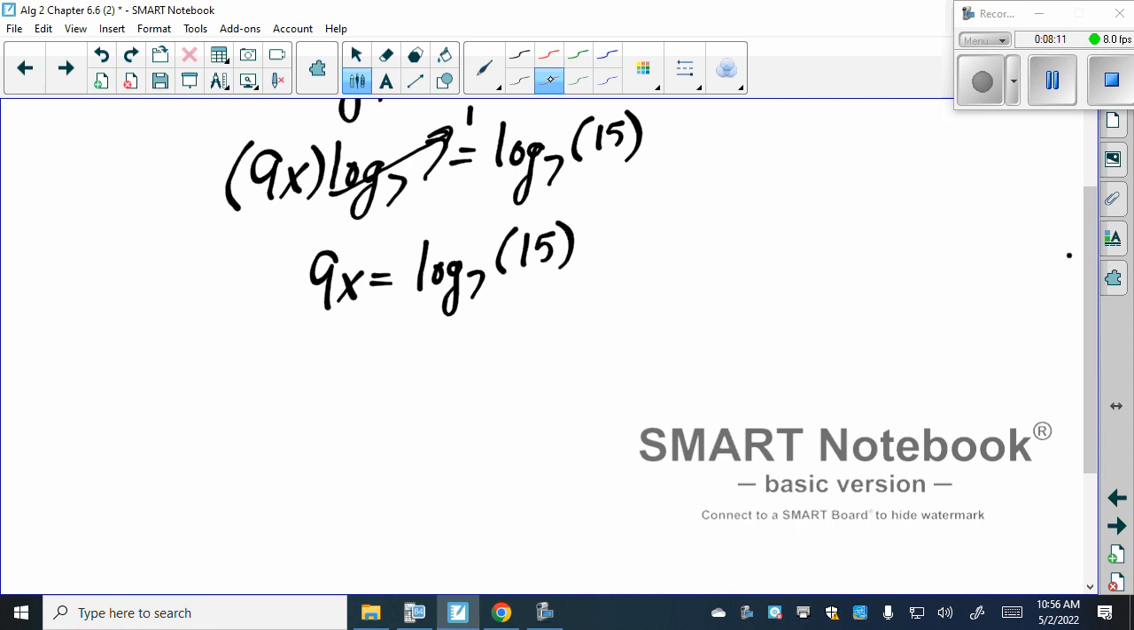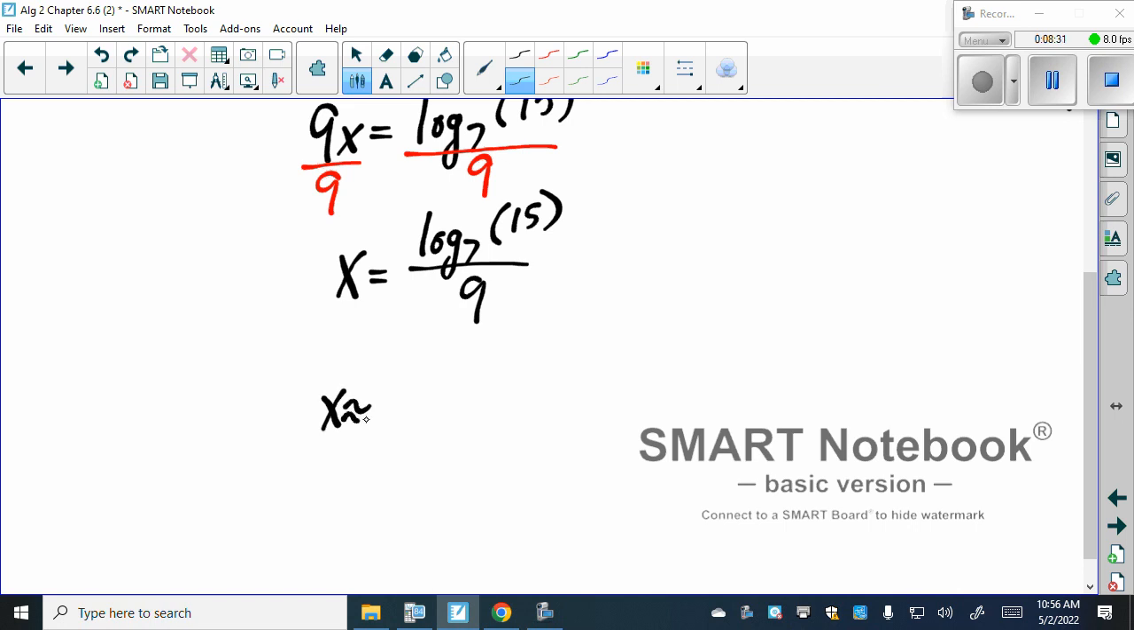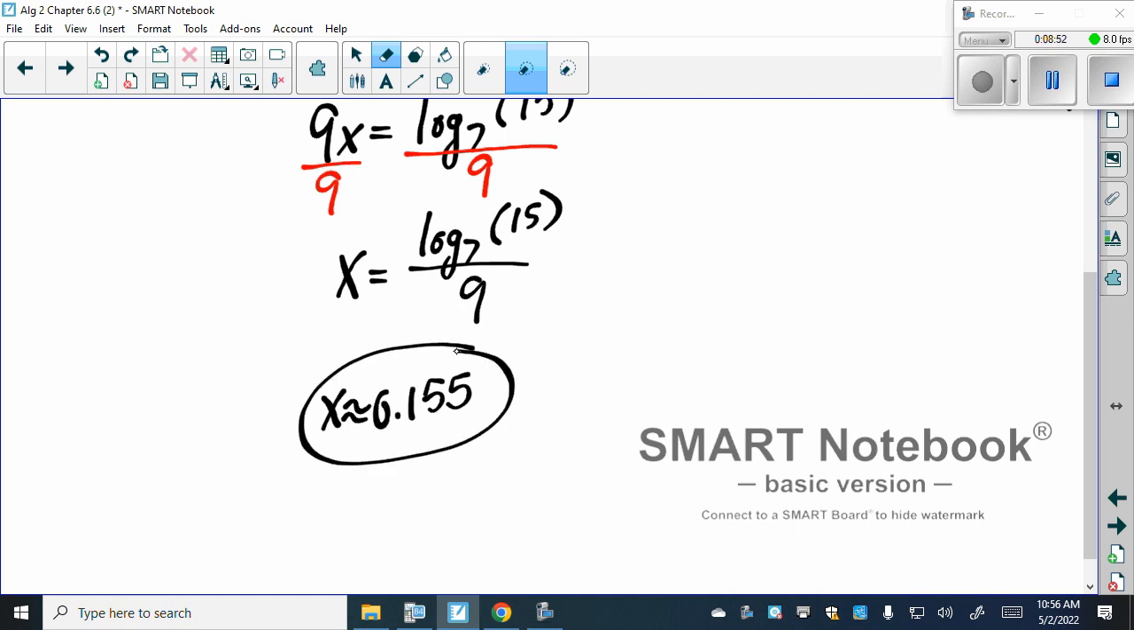Is x by itself? No. So here we have to take it one step further and divide both sides by 9. Telling us x is log base 7 of 15 over 9, which is approximately 0.155. That makes more sense because that number is going to be small.